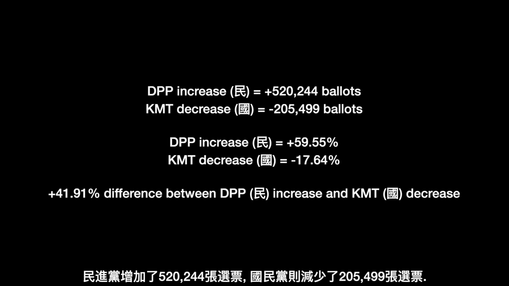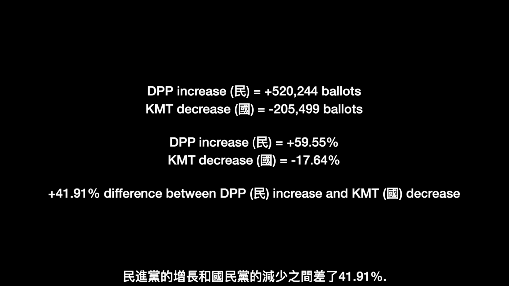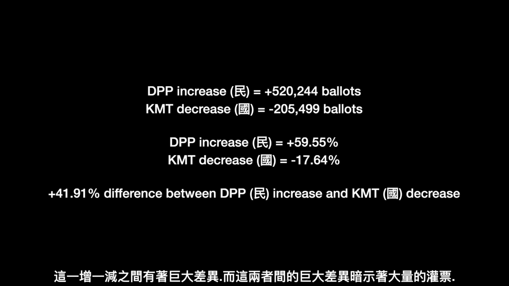So the DPP increase was 520,244 ballots, and the KMT decrease was 205,499 ballots. That's a percentage increase for the DPP of 59.55%, while KMT support decreased by only 17.64%. The difference between the DPP increase and the KMT decrease was 41.91%. This is a huge difference between the two sides. This big of a difference between the two sides suggests massive ballot stuffing.